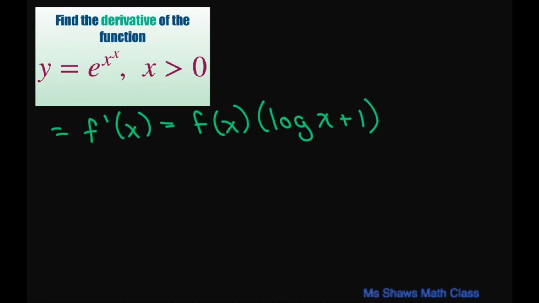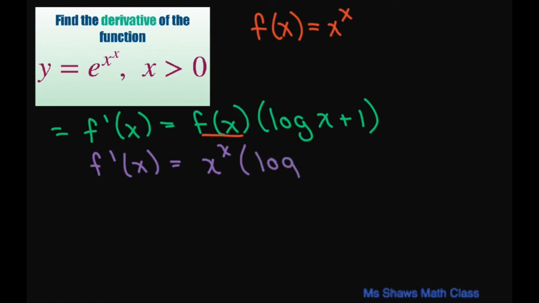All right. From here, I'm going to substitute in my f of x. Remember, my f of x was x to the power of x. So now we have f prime of x equals x to the power of x times log of x plus 1.